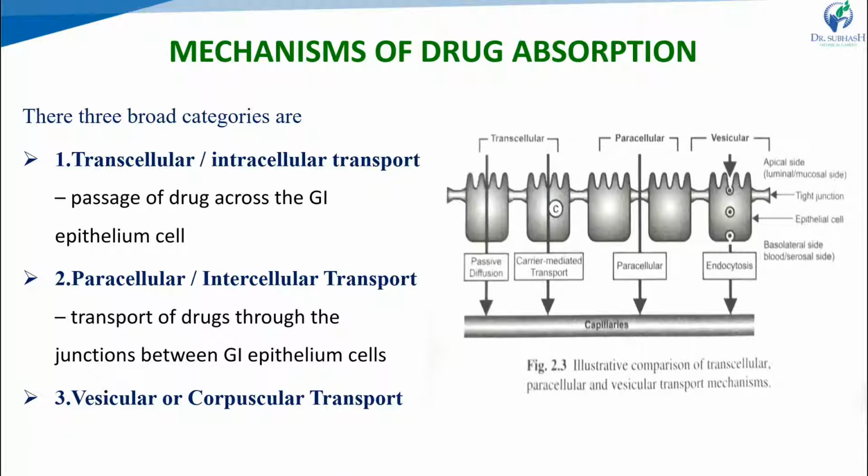Second one is paracellular or intercellular transport. In that case, the drug is transported through the junction between the GI epithelial cells. So in between the cells, the drug goes for absorption or transport through the gap between the cells. And the third one is vesicular transport. That creates vesicles or engulfment of the drug, and it crosses the cell membrane.